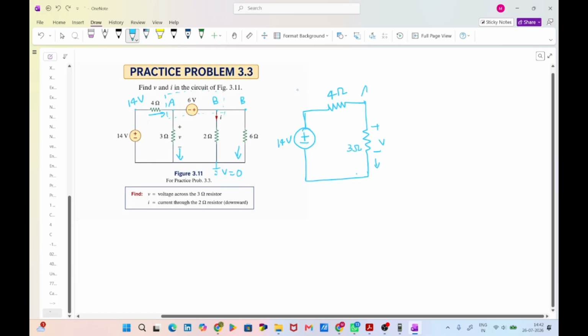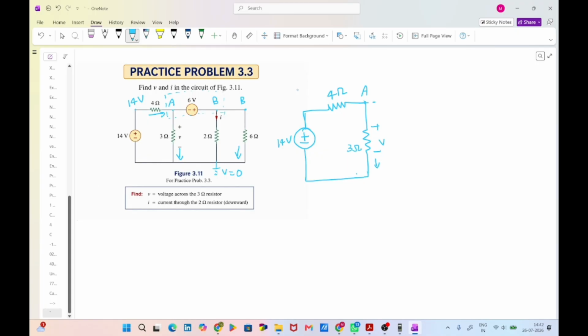Here it is A, and from A to B there is no need to write this voltage, simply write like this. This one is B, and here the 2 ohm resistor, and then it will come here. Here we make the ground, V is equal to 0. This is 2 ohm, the current is I, and then it is B. And here it is a 6 ohm resistor, then connect here to here. This is 6 ohm with the current in this way.